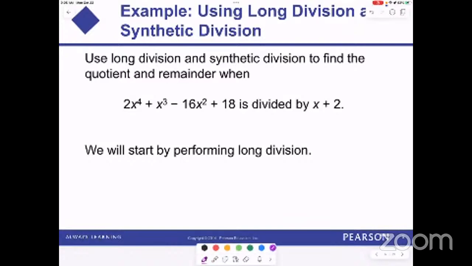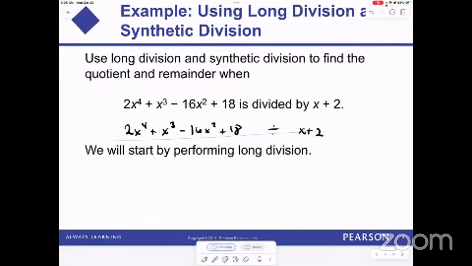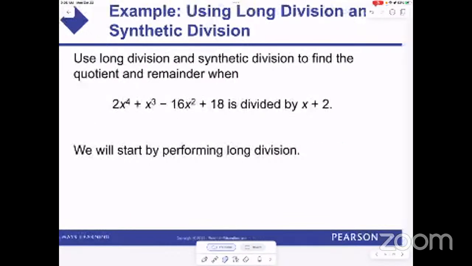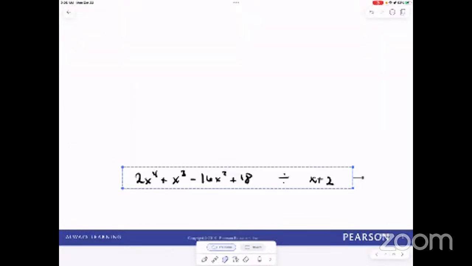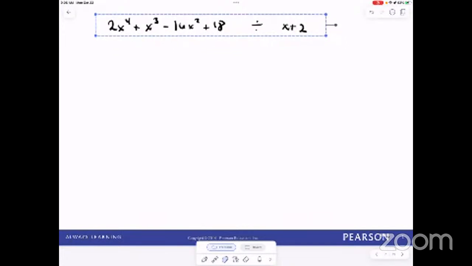So we have 2x to the 4 plus x to the power 3 minus 16x squared plus 18, and we want to divide it by x plus 2. All right. So let's perform this operation.